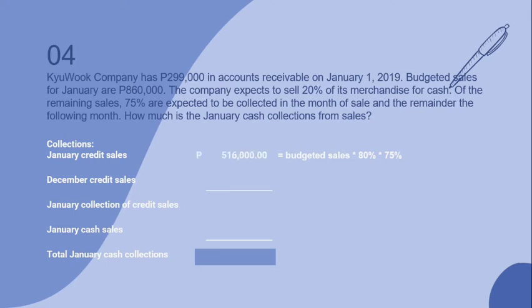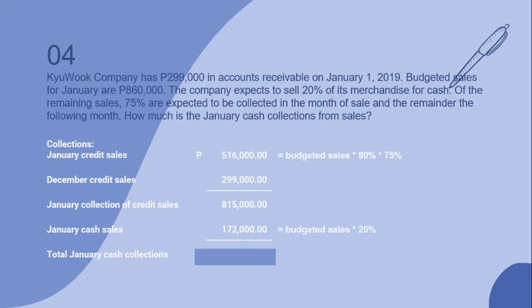So, we have 516,000. Then our December credit sales, that 299,000, is the 25% of the December credit sales. So, add 516 plus 299, we have 815. Then the January cash sales of budgeted sales of 860,000 times 20%. So, we have 172,000, plus 815.